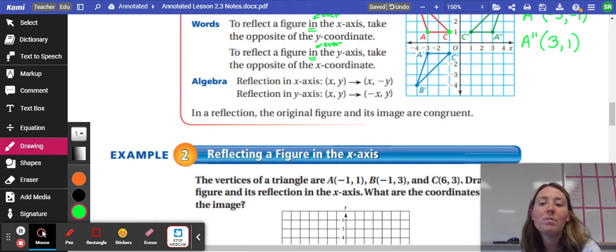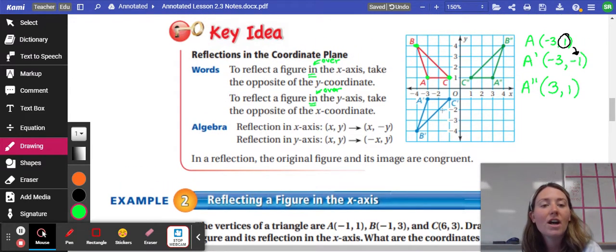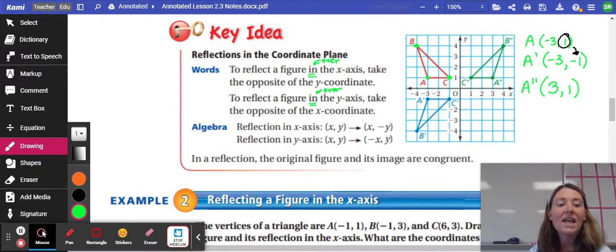Another important note before we move on to example 2, it says in a reflection, the original figure and its image are congruent. So you can see that all of these are congruent. They are all the same size and shape. They are just flipped.